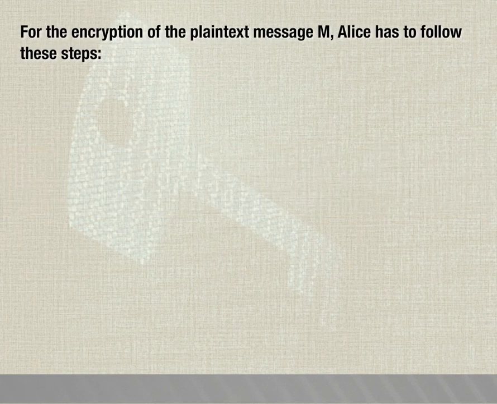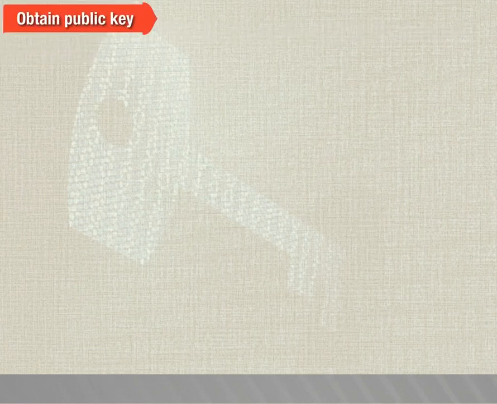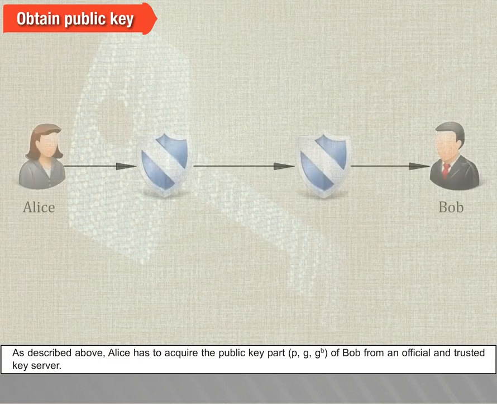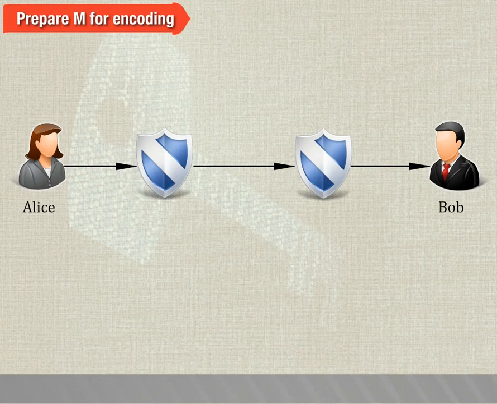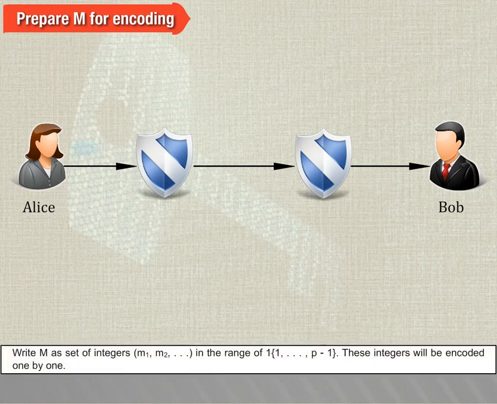For the encryption of the plaintext message M, Alice has to follow these steps. Obtain public key. As described above, Alice has to acquire the public key part (P, G, G^B) of Bob from an official and trusted key server. Prepare M for encoding. Write M as a set of integers m1, m2 and so on, in the range of 1 up to P−1. These integers will be encoded one by one.